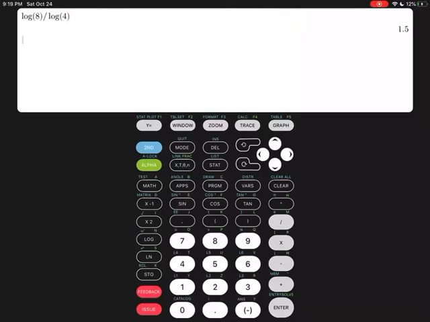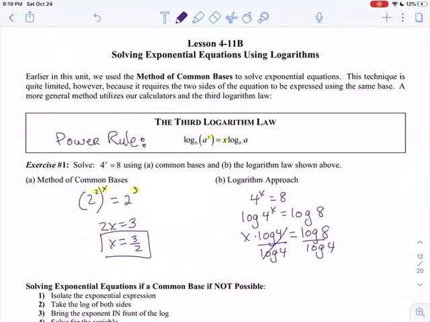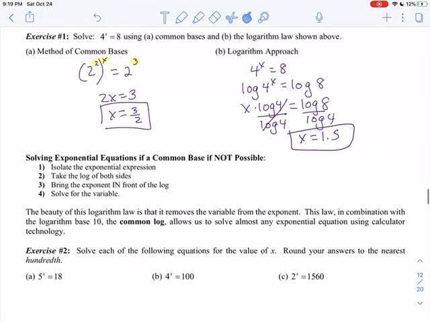I'm going to do log of 8 divided by log of 4 on my calculator, and you're going to see we get the same exact answer. Log of 8 divided by log of 4, and I get 1.5, which is 3/2. So x equals 1.5. Basically, what happens when I'm solving using logarithms is I get that x out of the exponential by bringing it out in front. I take the log of each side and that x comes out in front, and I'm just solving to get x by itself.